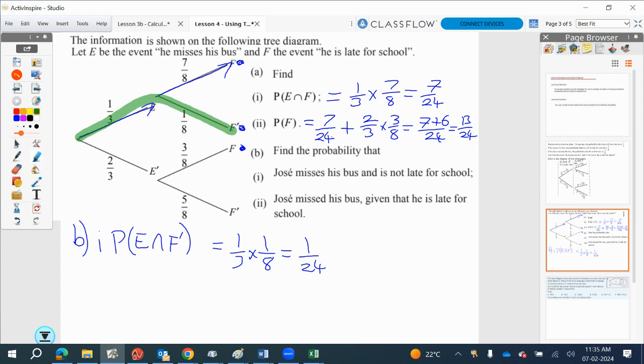How do you want us to do this? Isn't it 2 over 3 times 2 over 8?